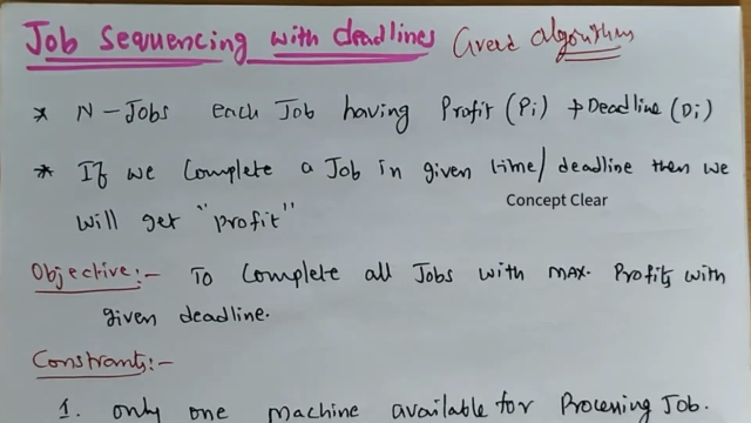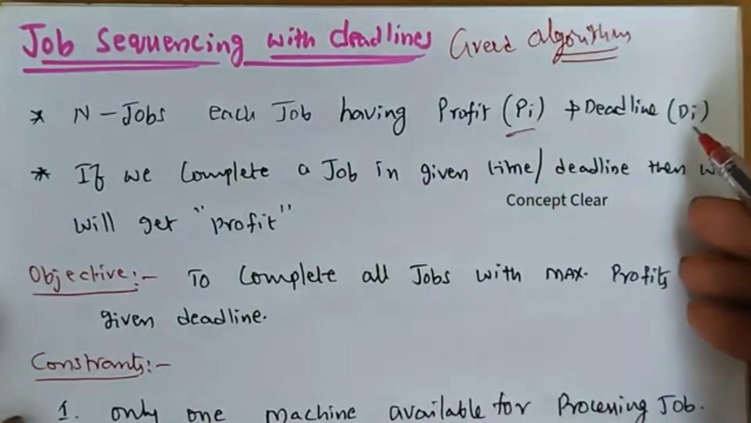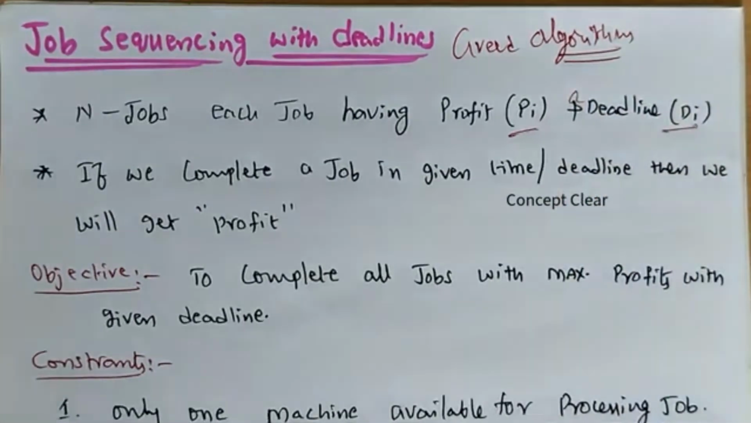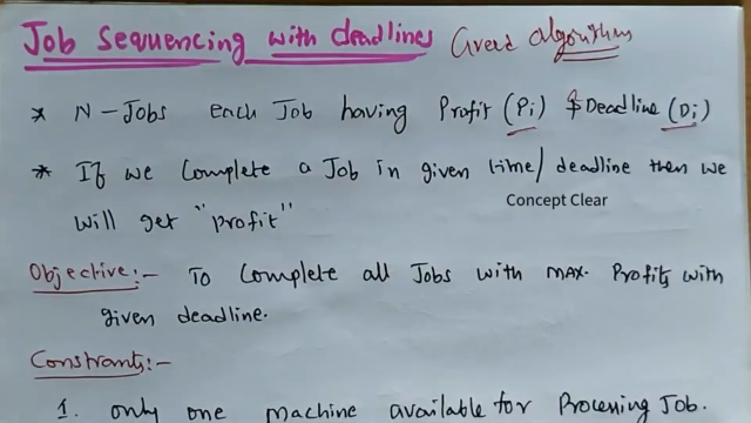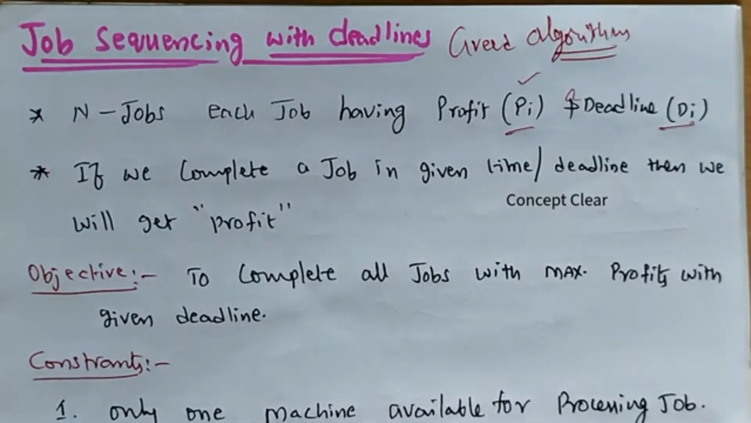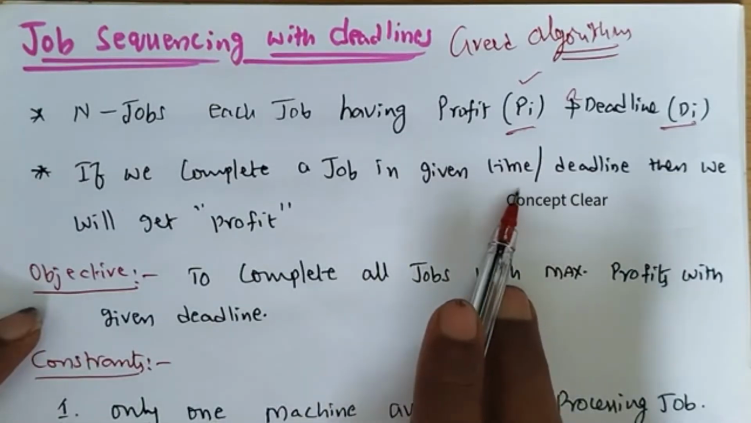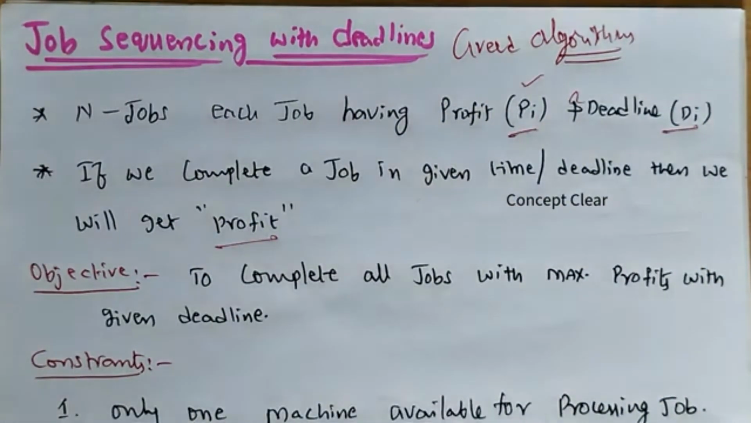Here we have n jobs, each job having a profit pi as well as a deadline di. Within this deadline we have to execute the job, and while executing the jobs, we have to get maximum profit. If we complete a job in a given time or deadline, then we will get the profit.